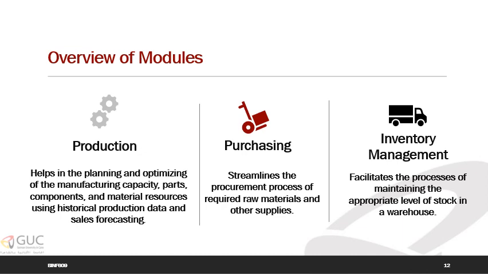The purchasing module streamlines the procurement process of required raw materials and raw supplies. It automates the process of identifying potential suppliers, negotiating prices, awarding purchase orders to the suppliers, and billing process. The purchase module is tightly integrated with the inventory control and production planning modules. The purchasing module is often integrated with supply chain management software and business-to-business web software.